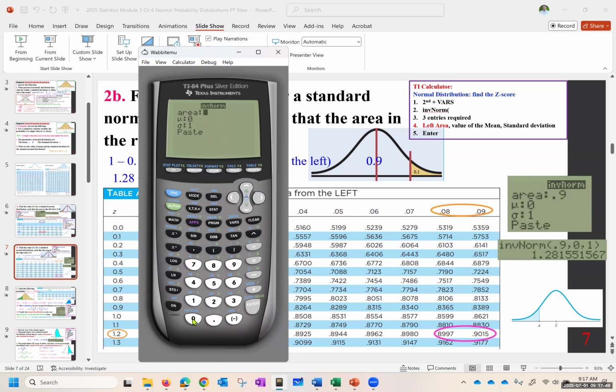You want the area 0.9. It chooses mu being 0 and sigma being 1 because we're dealing with the SND, standard normal distribution, and paste, enter. It shows what we have there. And the answer, as you can see, is what was shown on the page. So I just wanted you to see how the calculator is used as well.